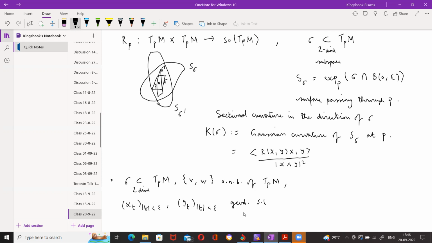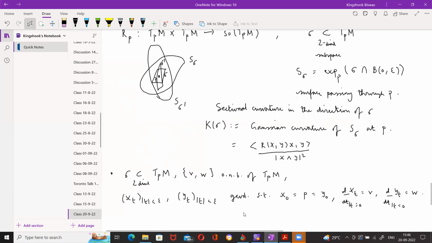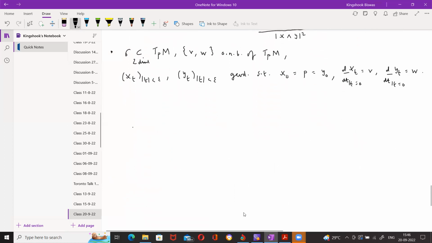So such that x(0) = p = y(0), d/dt of x at 0 equals v, and d/dt of y at 0 equals w. And then I follow these for time t. So I have these two geodesics, which make a right angle at p. And I look at x(t) and y(t), and then I look at the distance between x(t) and y(t).